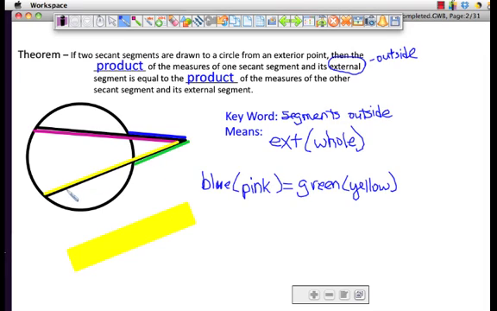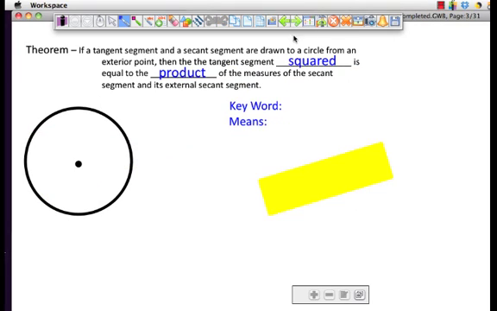It's the same on both sides. All right, and the last rule you need to have is if a tangent segment and a secant segment are drawn to a circle from an exterior point. Now stop for a second. Think about the difference between a tangent segment and a secant segment.